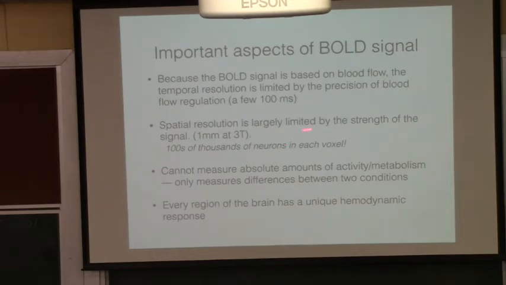The spatial resolution is largely limited by the strength of the signal. So you're imaging voxels in the brain, so volume elements in the brain that are about 1 millimeter by 1 millimeter if you're imaging with a 3D scanner. And if you think about it, there are hundreds of thousands of neurons in each voxel. So when you're doing those electrophysiological recordings, you're pretty sure you're recording from single neurons.